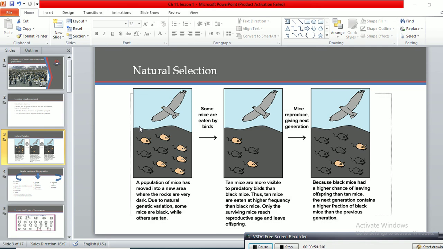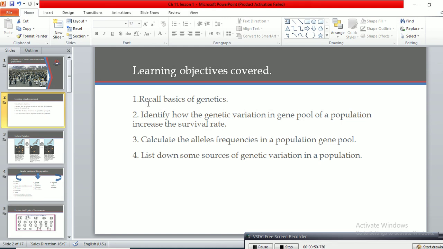These are the learning objectives we are going to cover. We will recall some basics of genetics, identify how the genetic variation in the gene pool of a population increases the survival rates, calculate the allele frequencies in a population gene pool, and list some sources of genetic variation in a population. I think learning objective 4 we will postpone to the next lesson.